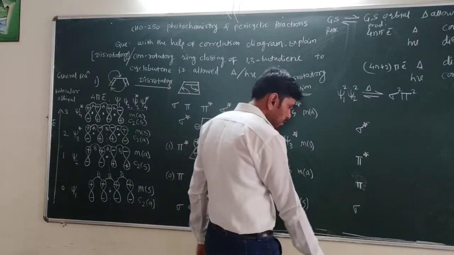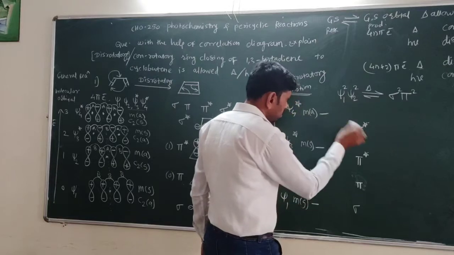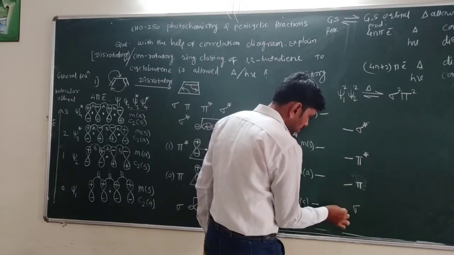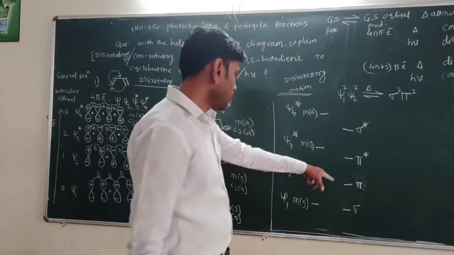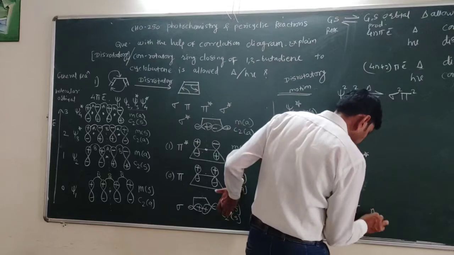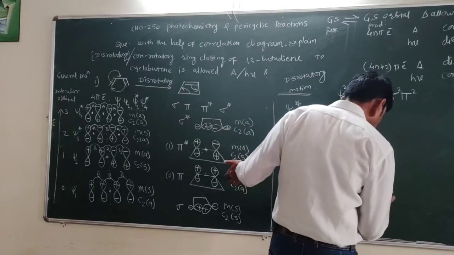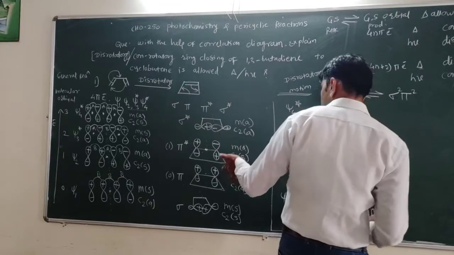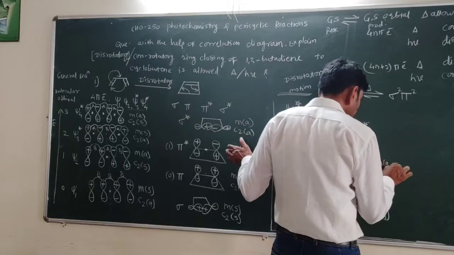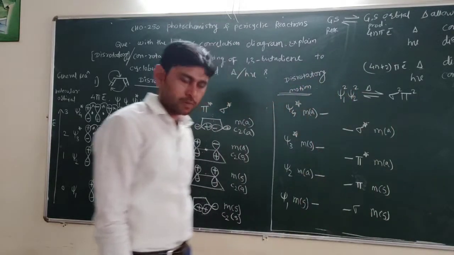Now look at this sigma, it is m symmetric. What about pi? It is again m symmetric. What about pi star? It is m asymmetric, and sigma star is m asymmetric. Okay, so we have drawn the symmetries here.